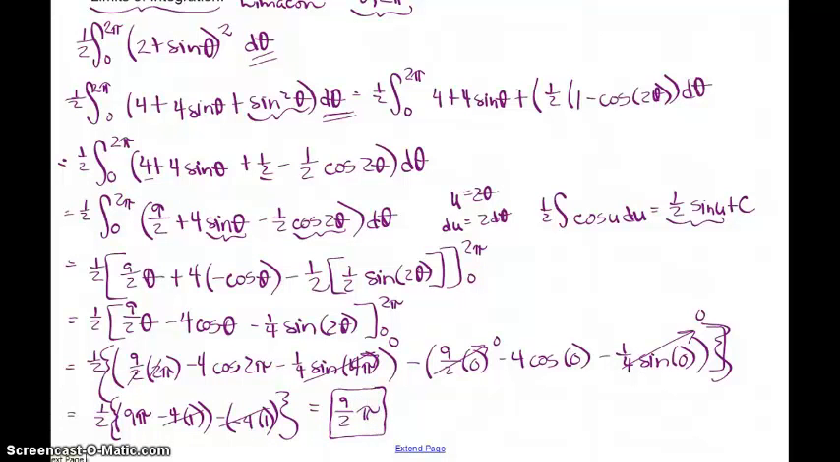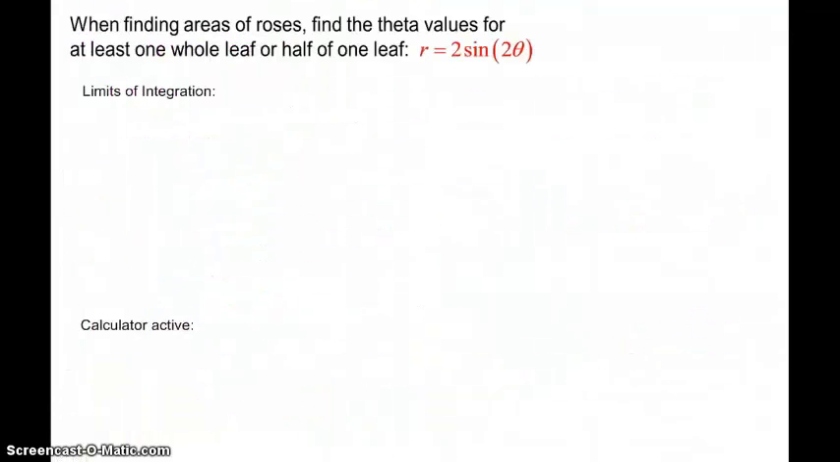All right, so let's do an example. We'll get started on this example, which is a rose. We'll leave the limits of integration for last. We'll do the substitution form of it first, and then we'll find the limits of integration. Most of the time, I did not say always, I said most of the time, when you are asked to find the area of a rose, most of the time it's a calculator active question. That's not to say we couldn't do it by hand if we were asked to.